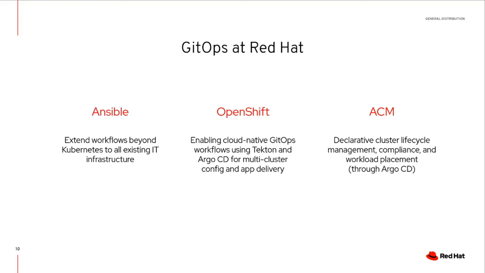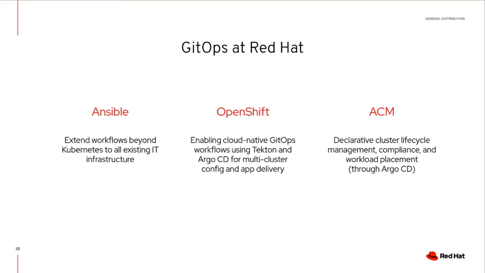Very rarely do you have just a Kubernetes platform that you take care of. You may have some ancillary applications or some ancillary systems that you may need to connect to and automate. Ansible is perfect for that. OpenShift now, as I stated before, delivers cloud-native GitOps workflows using Tekton and Argo CD. So application developers and operations teams can now keep the OpenShift cluster continuously in sync with the desired state.